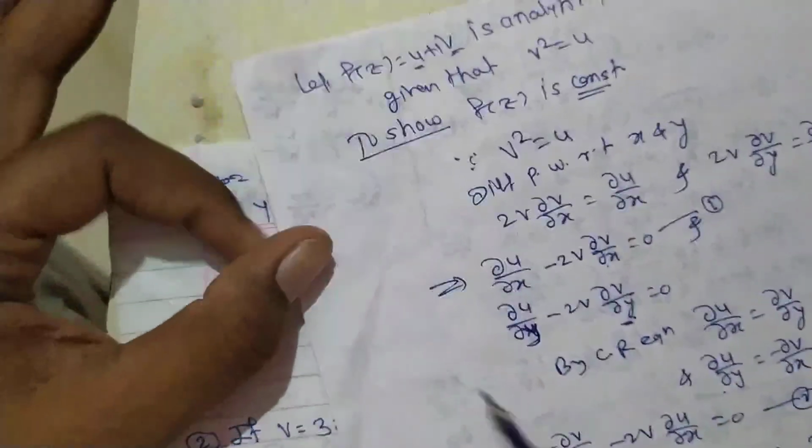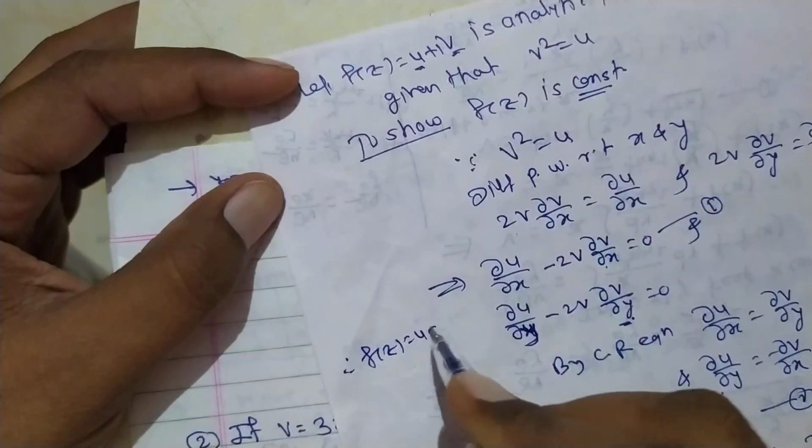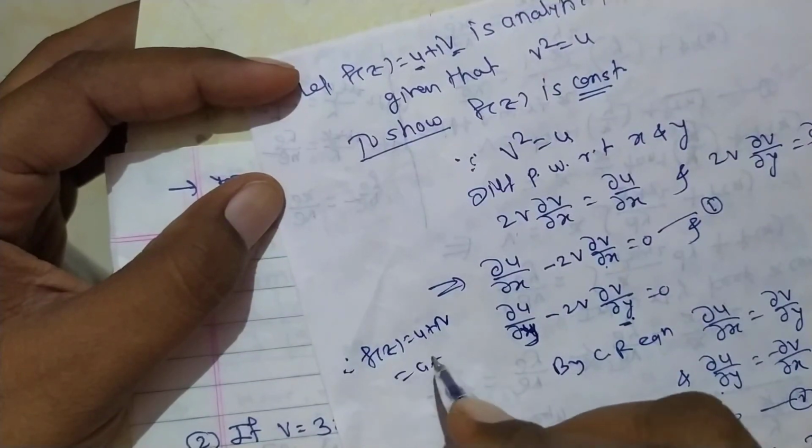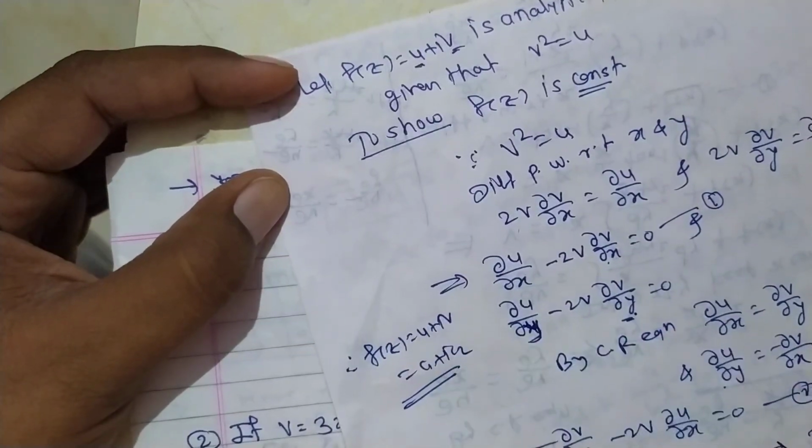So what is f(z) then? Therefore f(z) is equal to u plus iv, that is equal to c1 plus ic2. This shows that f(z) is constant.